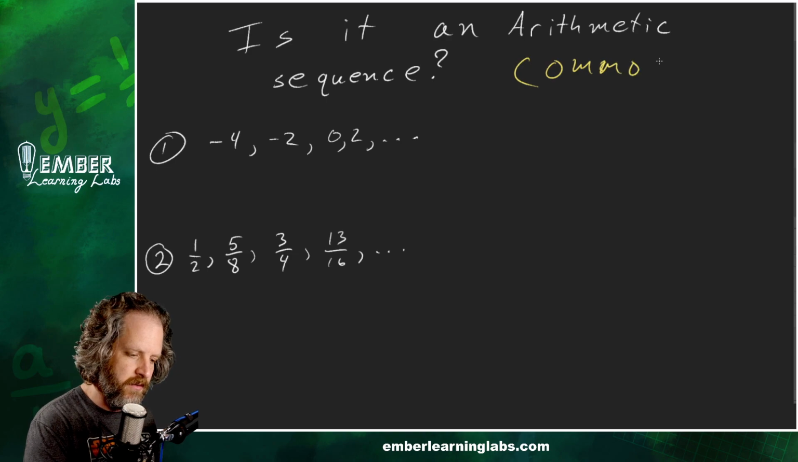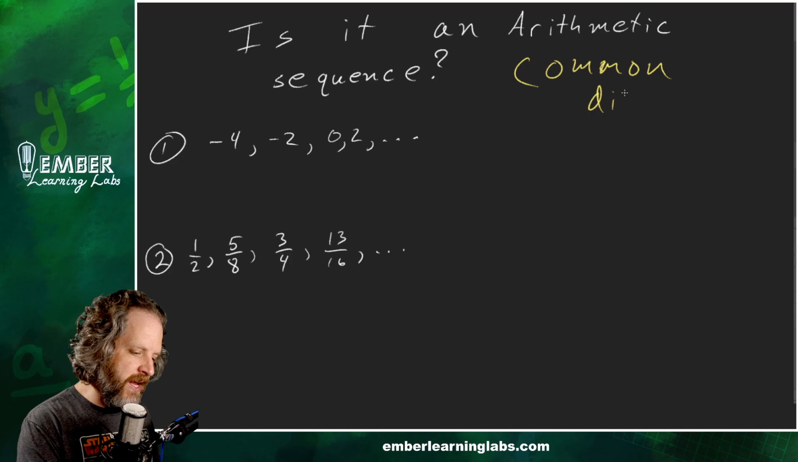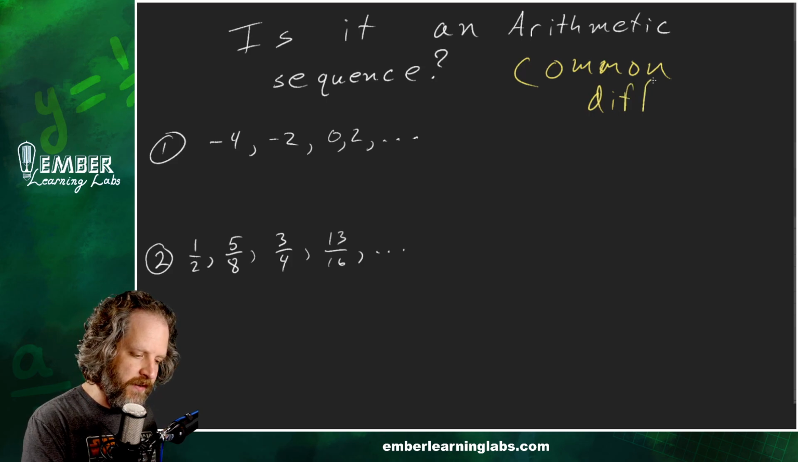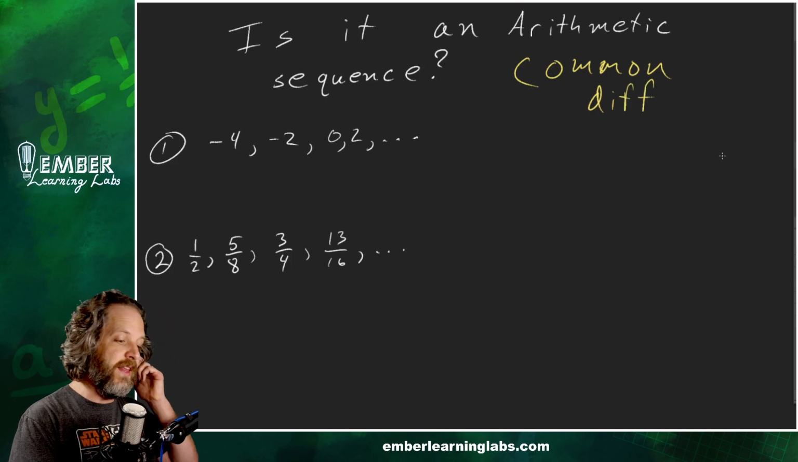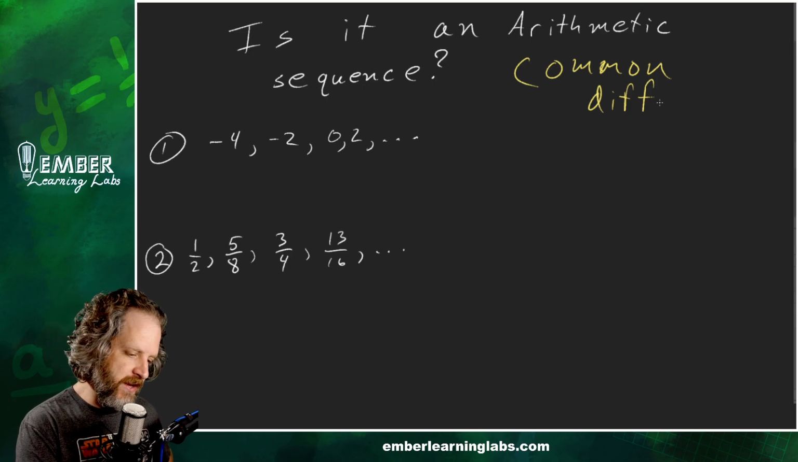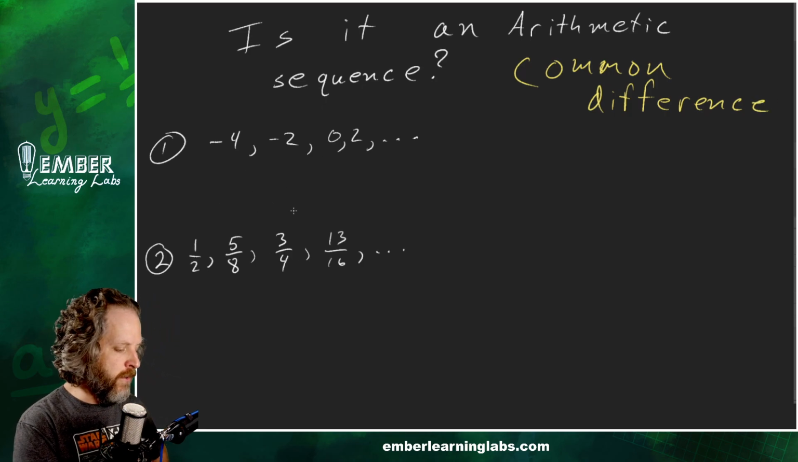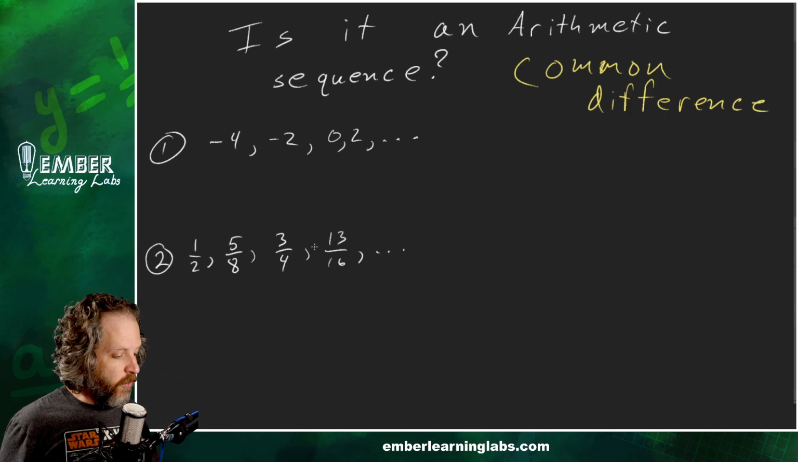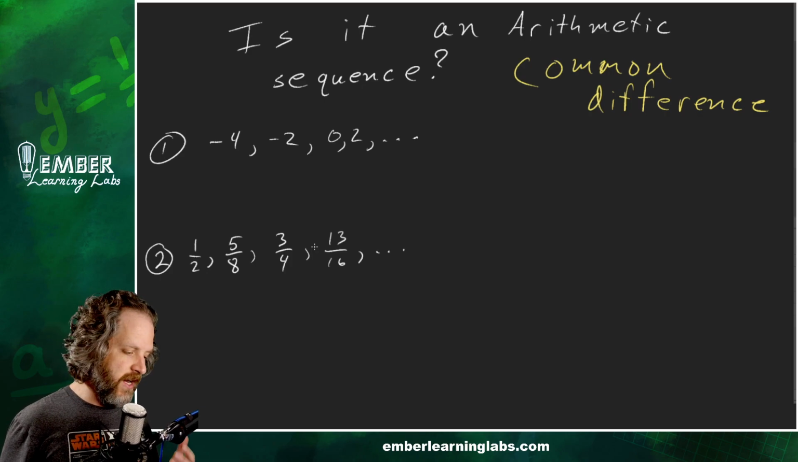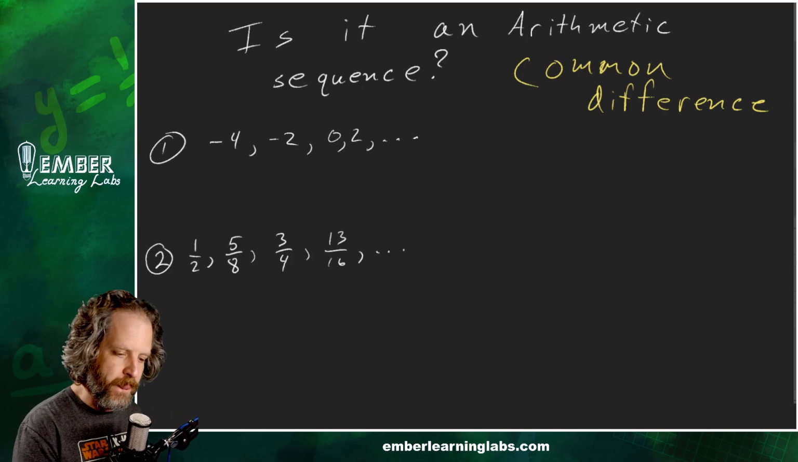Common difference. So, let's explain what we mean by that with a couple of examples. One that is and one that isn't an arithmetic sequence. Okay, so we've got a couple of sequences here. Which one is arithmetic and which one is not? So let's start with number one.